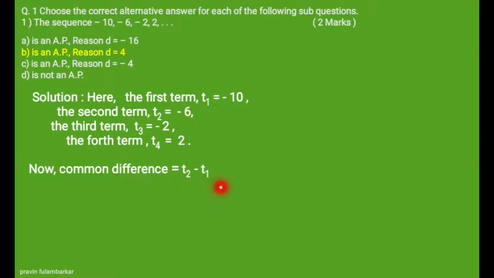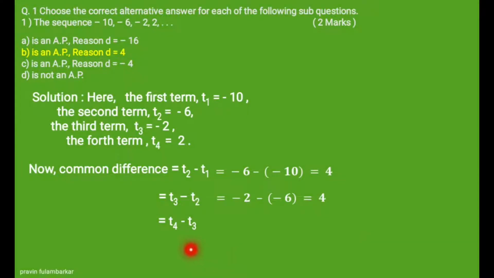So we write T2 minus T1, T3 minus T2. Here T2 is -6, T1 is -10. Substitute the values: -6 minus (-10) becomes -6 plus 10, so we get +4. Similarly we calculate T3 minus T2. T3 is -2, T2 is -6. Substituting, -2 minus (-6) becomes minus minus plus 6, and 6 minus 2 we get 4.